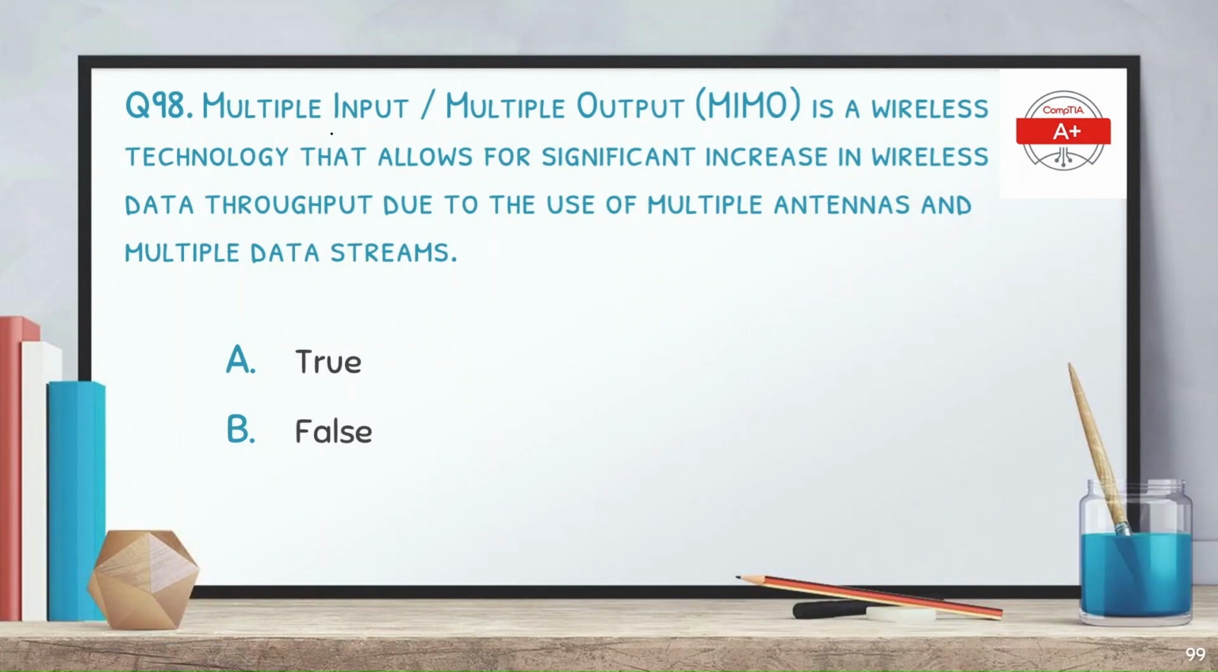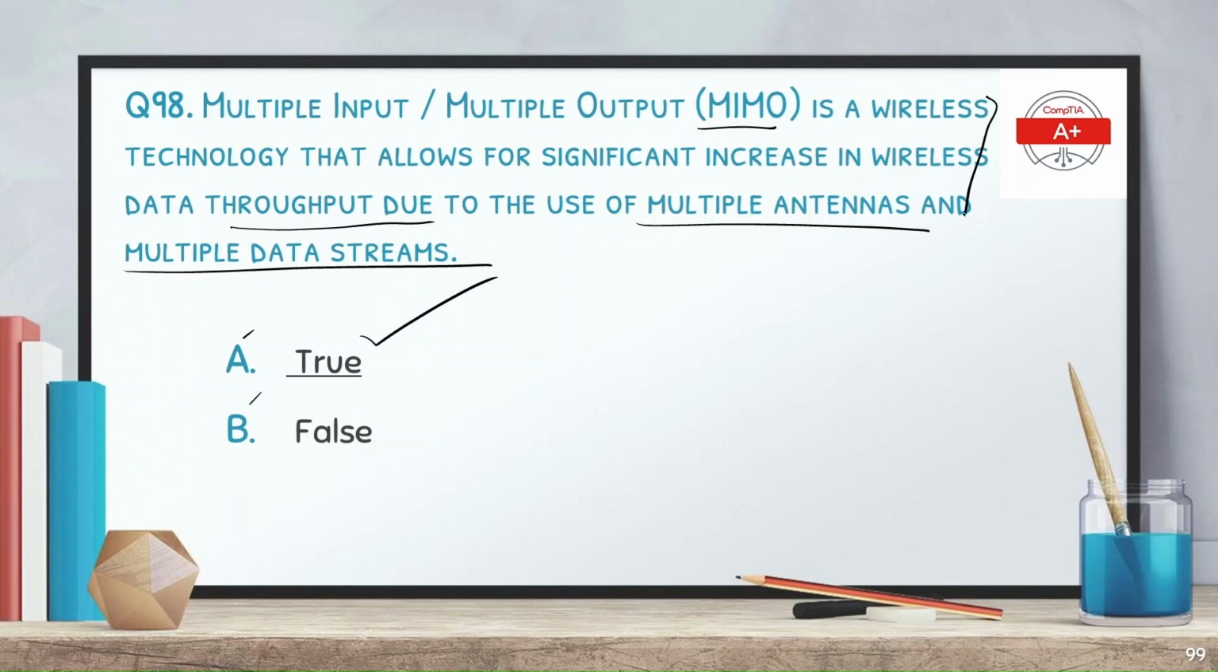Question number 98: multiple input, multiple output, that is MIMO, is a wireless technology that allows for a significant increase in wireless data throughput due to the use of multiple antennas and multiple data streams. Options are A, true, and B, false, and the correct option is true. So this is what MIMO, or multiple input, multiple output, is.